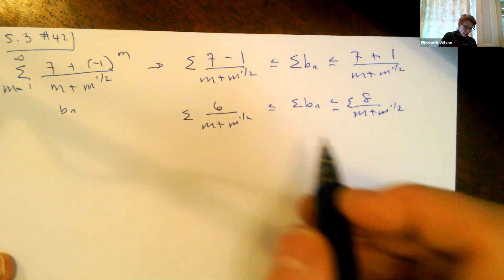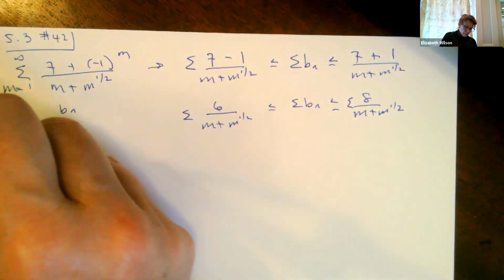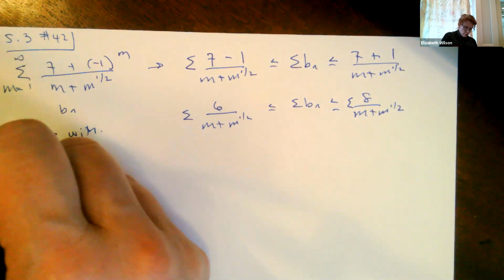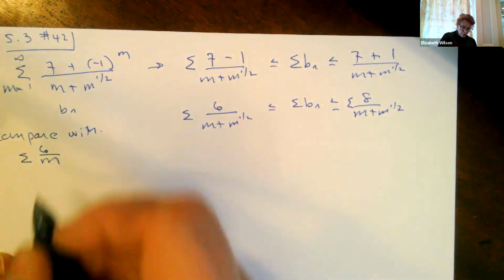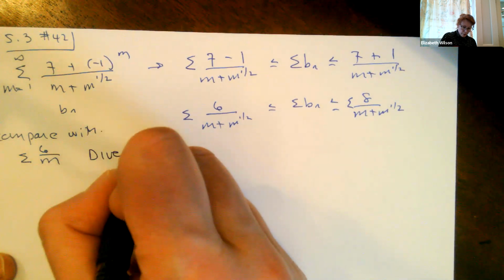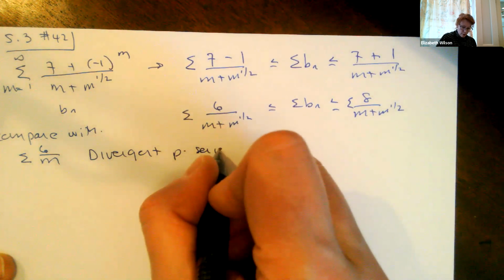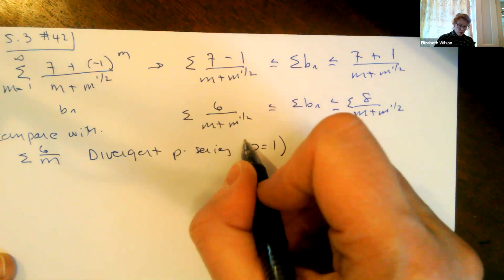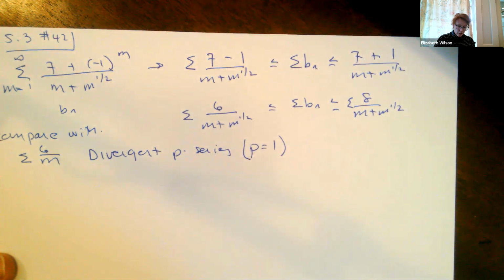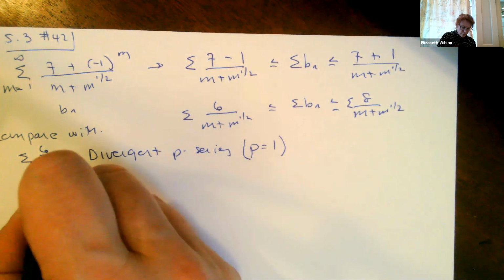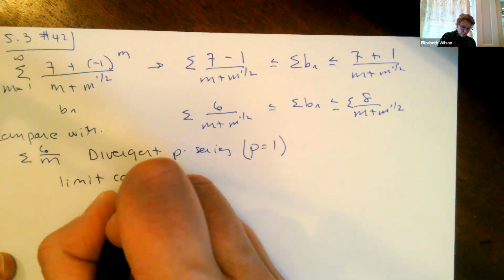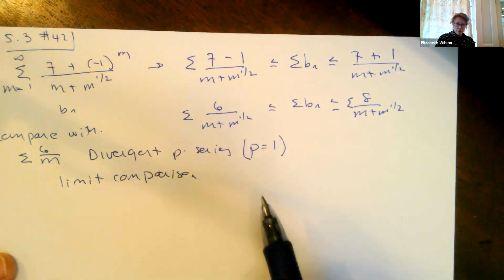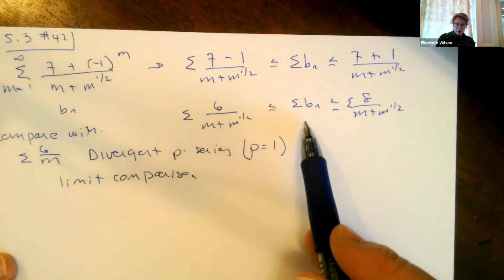Okay, so what I'm going to do is a comparison. Compare with 6 over m, okay, which is a divergent p-series. It's 6 times a divergent p-series. P is equal to 1, which is why it diverges. And so what I can do is a limit comparison. And I only need to show this one is going to diverge, because if it diverges, that means the other one is going to diverge too.